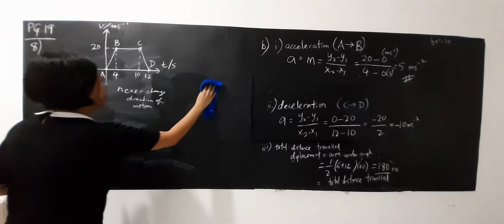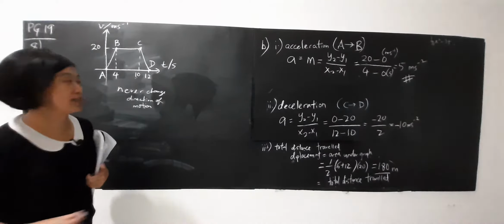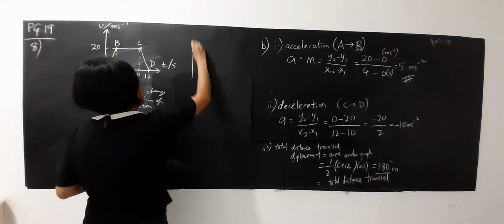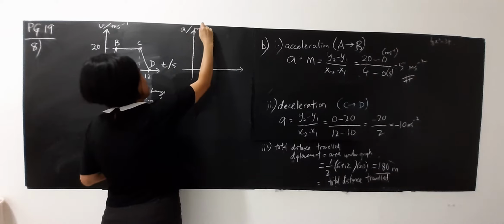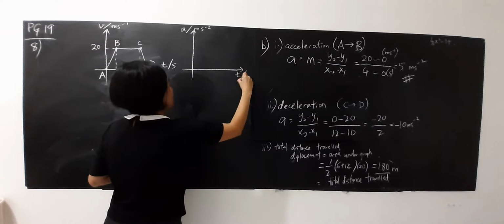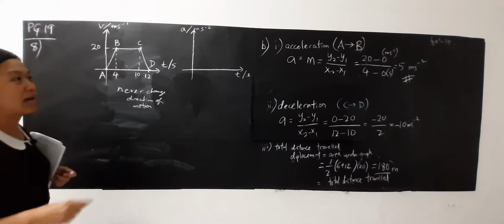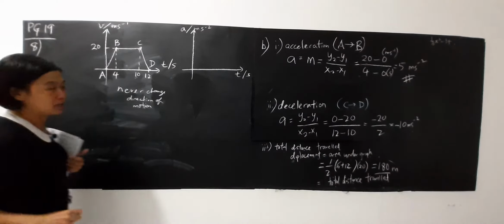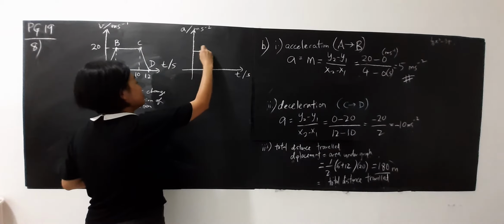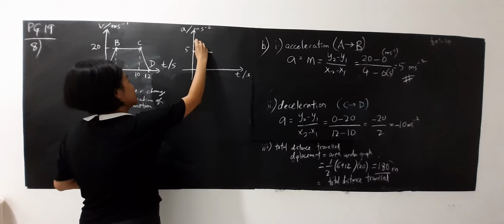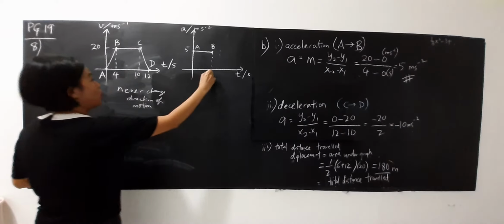How are we going to draw the acceleration-time graph? If you look here, I first draw the y-axis. This one is a, its unit, and this one is time. For AB, I have already found the gradient for graph AB. I found that yes, it is positive 5, right? So you just label positive 5 here. This one is graph AB, and the time here is actually 4.